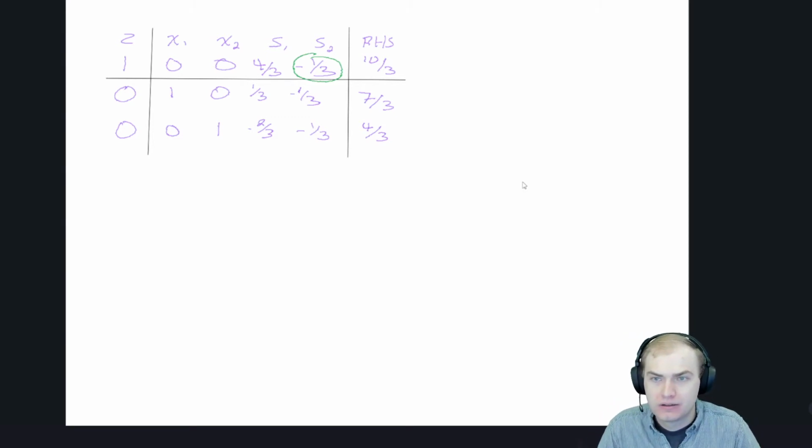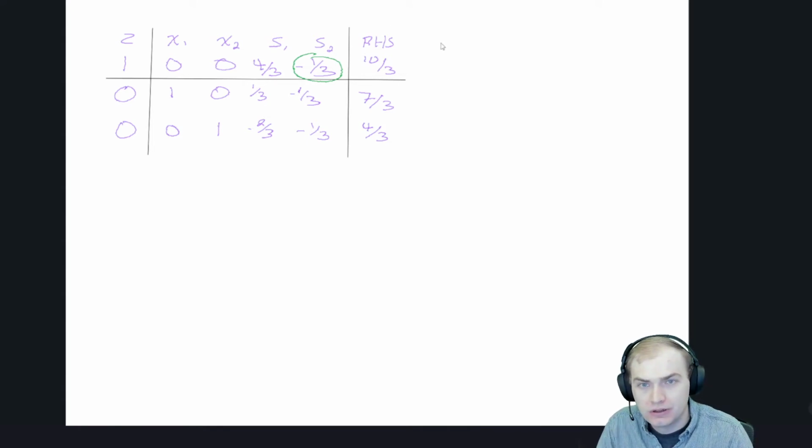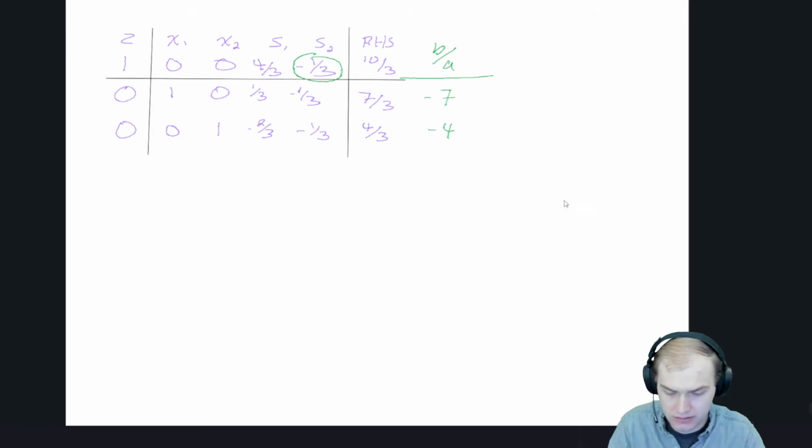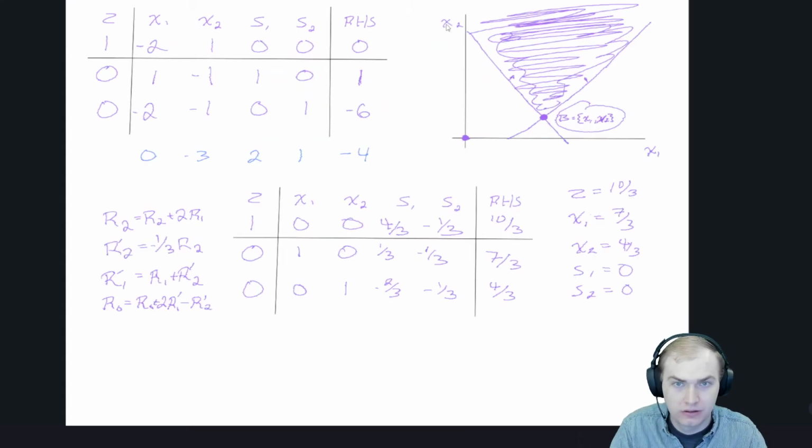So we pick S2 to enter the basis, and then we want to get our B over A for each of these. And we're going to find that these are all negative, or these are both negative. So what does that mean? Well, let me come back here and grab our plot again.